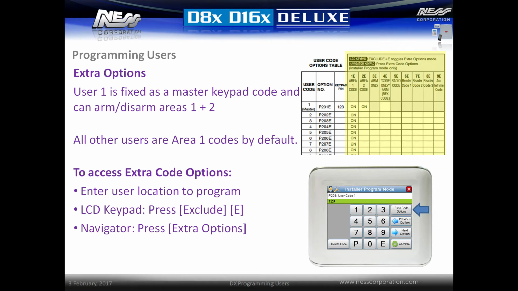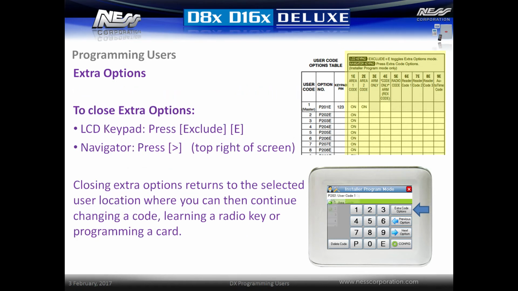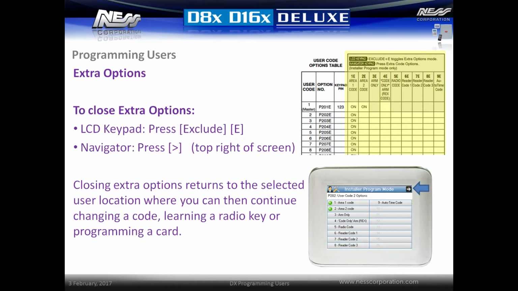To access a user's extra code options, enter the user location number to program. On an LCD keypad, press the exclude button followed by E. On navigator keypads, press the extra options button. To close the extra options screen, on an LCD keypad, press exclude E again. On navigator keypads, press the button in the top right of the screen. Closing extra options returns to the selected user location where you can then continue to program the code, learn a radio key, or program a card.